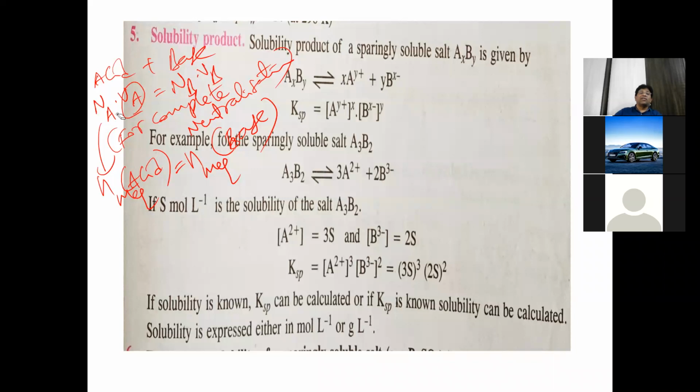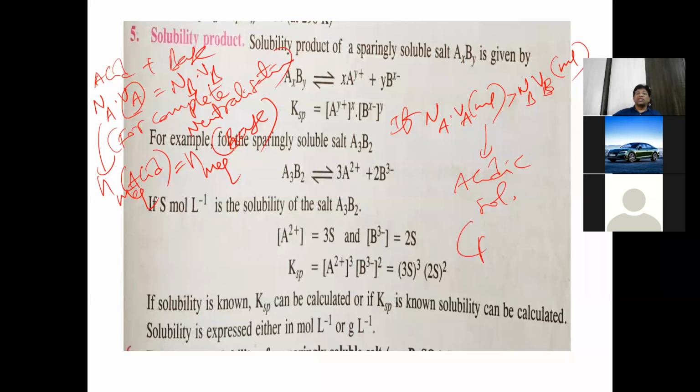Suppose Na into Va value in ml is greater than NbVb, again Vb also in ml. So NaVa is not equal to NbVb. In this case, NaVa is greater than NbVb, so the solution formed will be acidic. Acidic solution means pH should be what now? Less than 7. pH should be less than 7 for this type of solution. Okay, so an acidic solution is formed here.